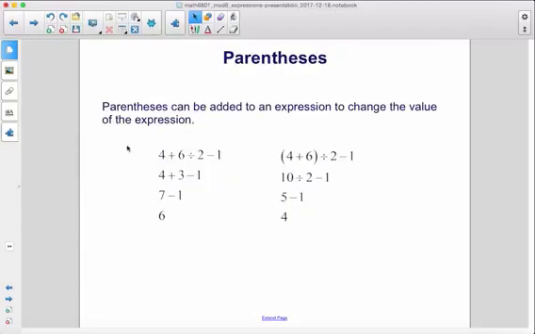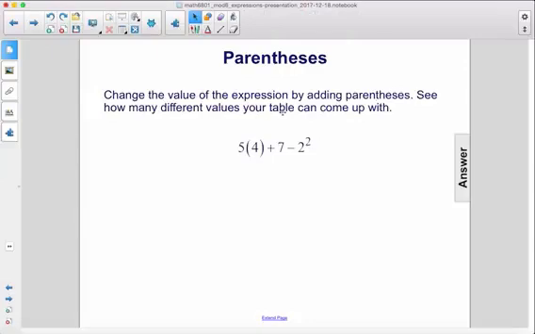Parentheses can be added to an expression to change the value of the expression. So we just have 4 plus 6 divided by 2 minus 1. The priority here will be this division. So it would become 4 plus 3 minus 1, simplified to 6. But if instead we put parentheses here, this is the priority. So 4 plus 6 becomes 10. And then 10 divided by 2 is 5, minus 1 gives us 4. So this parentheses here changed the answer.